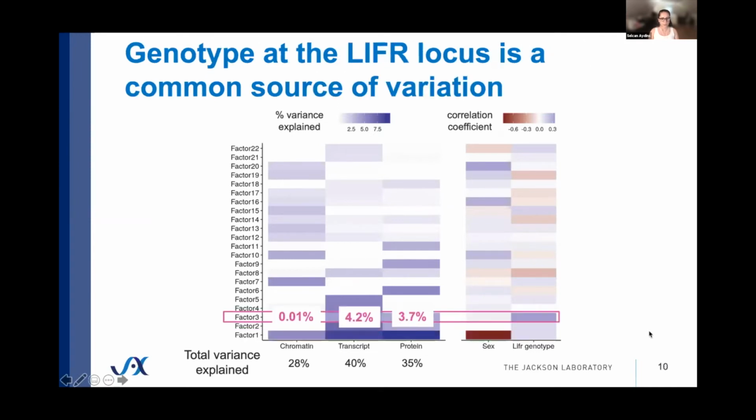And the other one I just want to point out really quickly is factor 3. You can see that there's a high correlation to the genotype at the LIFR locus that I mentioned earlier in our introduction. So this is that single SNP that we have identified that impacts LIFR expression and also leads to a transband on chromosome 15, controlling the expression of many other genes. So we do pick that up as a source of common variation across the 3 data sets again. It's in the chromatin data and the transcript data, and also explains a large amount of variation in the protein data.